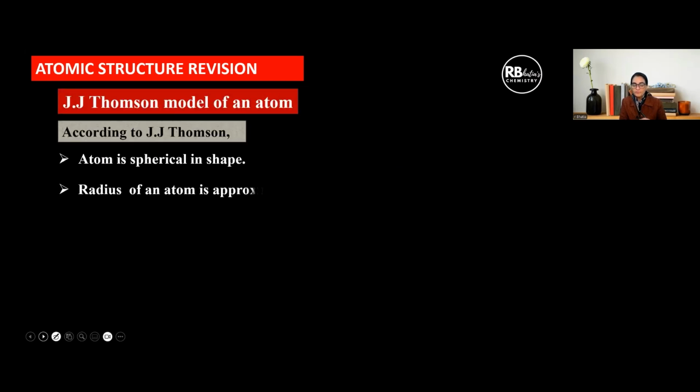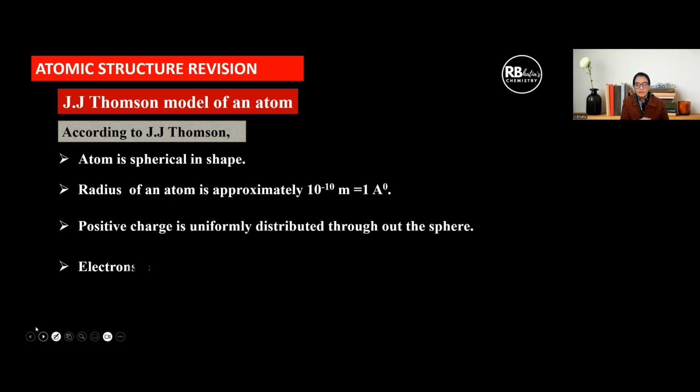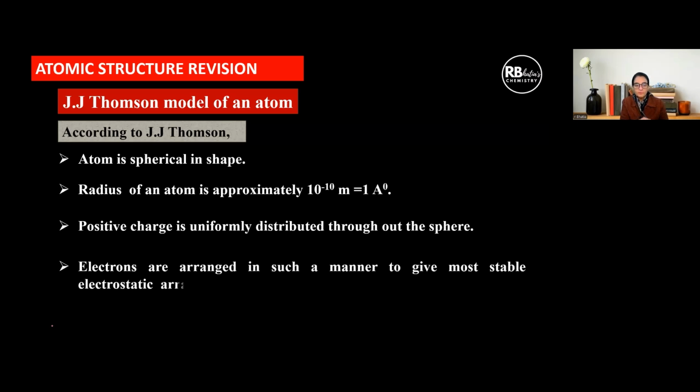What did J.J. Thomson propose? Atom is spherical. It is not circular. It is spherical in shape. Radius of an atom is approximately 10 to the power minus 10 meter, which is 1 angstrom. And the positive charge is uniformly distributed throughout the sphere, which is not valid anymore. Electrons are arranged in such a manner to give the most stable electrostatic arrangement. These were the postulates of Thomson's model. If you're asked what are the postulates or what are the important points about Thomson's model, you will answer these.